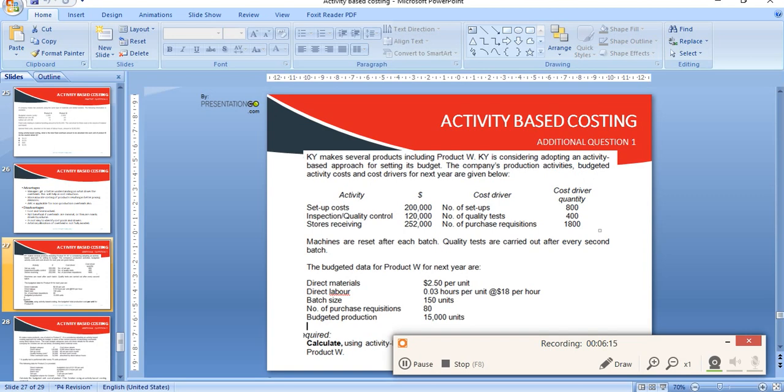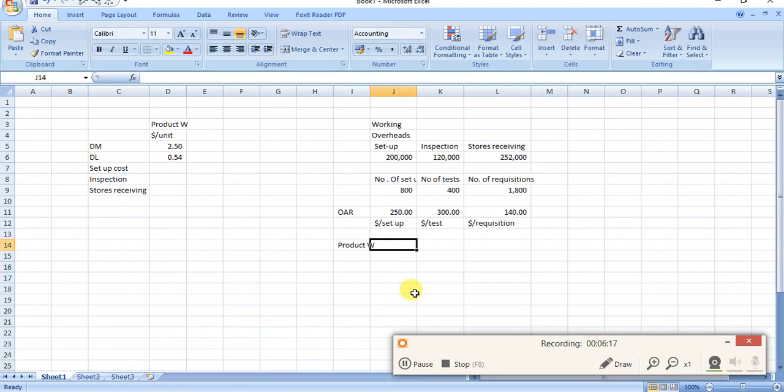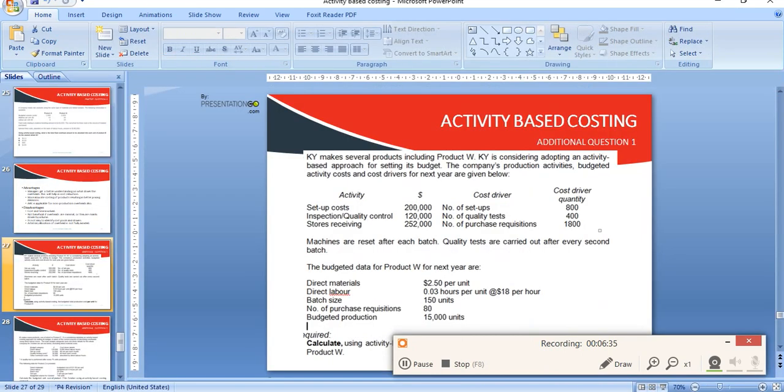So that is how many batches altogether? Look at this. 150,000 units divided by batch size of 150. So that's going to be the number of batches. Number of batches and number of setups are same. How do I know? It's given. Look at this sentence. Machines are reset after each batch. Then it says quality tests are carried out after every second batch. So 2 batches, 1 quality test.